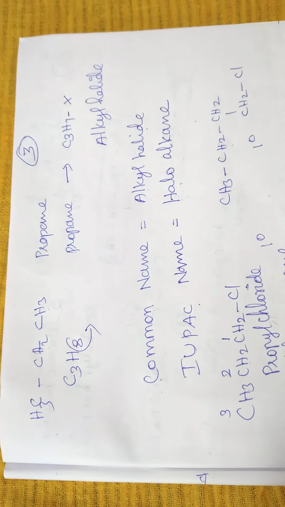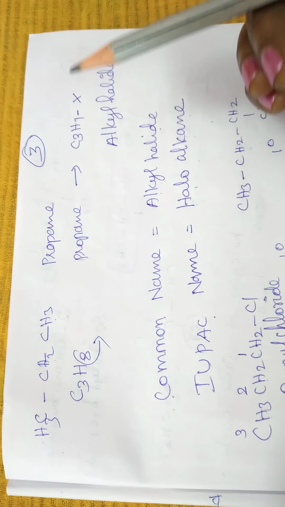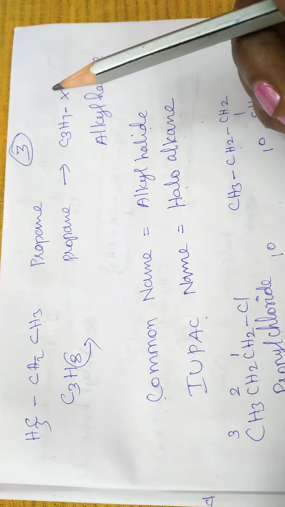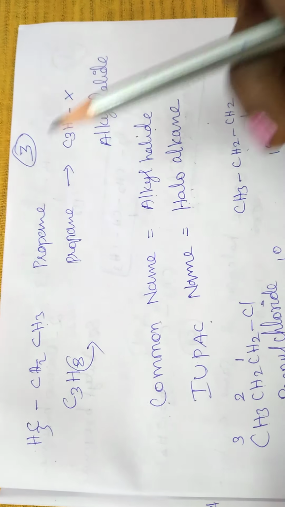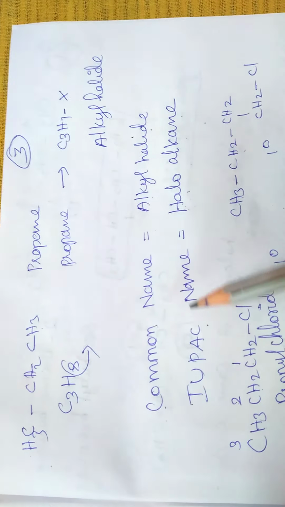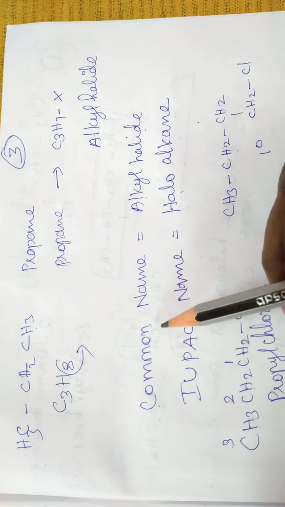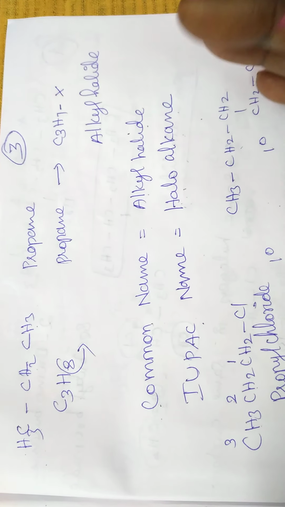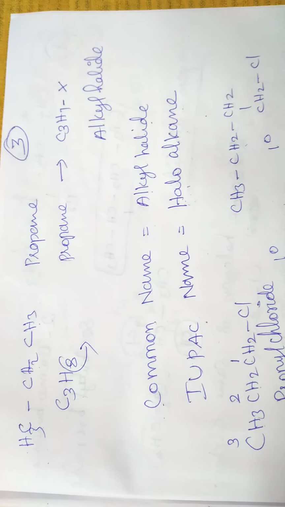Good morning, children. In this session, let us learn about names, that is nomenclature: how we have to give the common name as well as the IUPAC name. Let me start. What is meant by common name? Common name and IUPAC name. Common name means we don't use any rules, but IUPAC name will follow the rules.